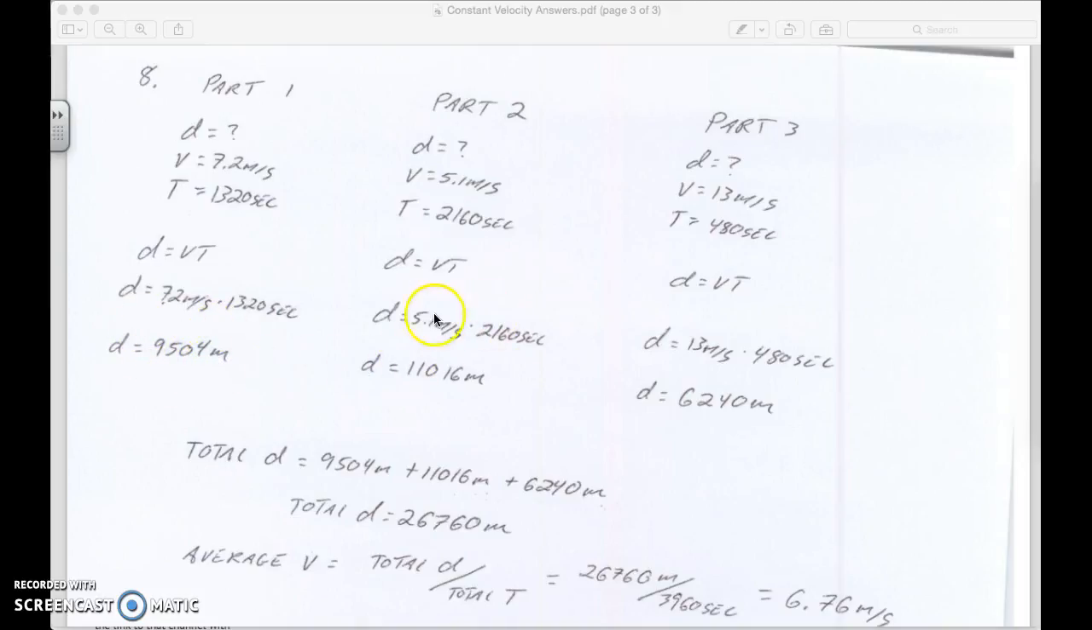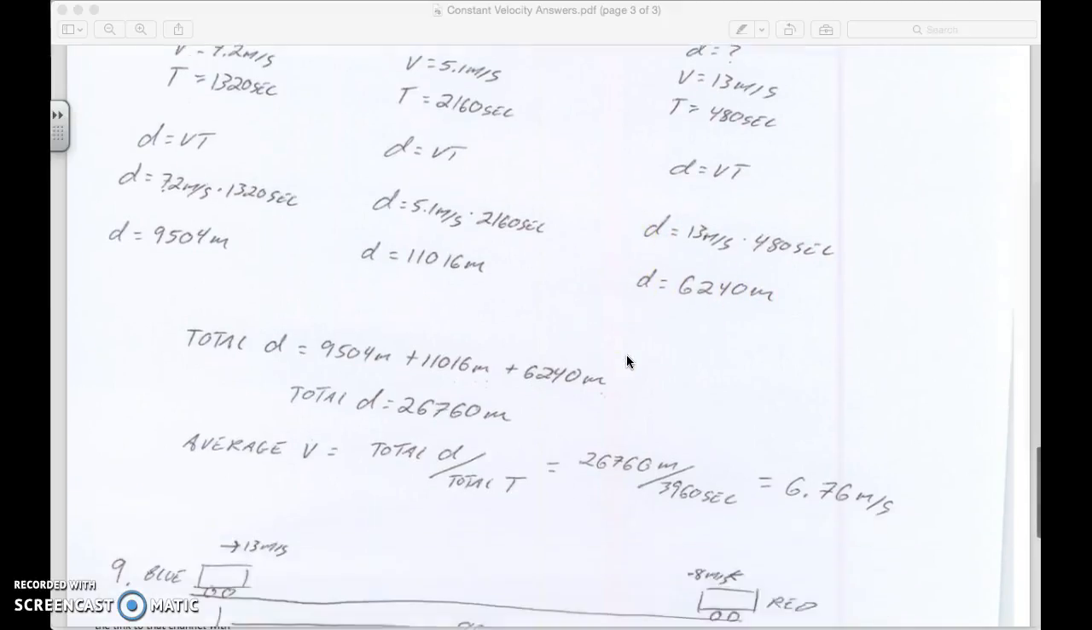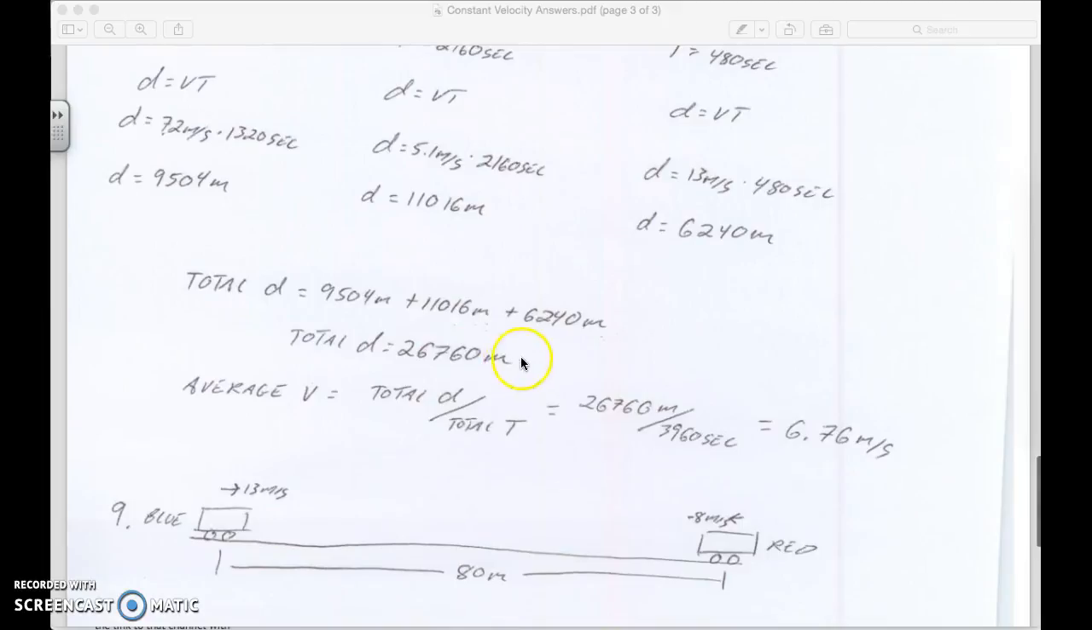We do the same thing in part 2, velocity multiplied by time gets us 11,016 meters, and the same thing now for part 3 gets us 6,240 meters. So the total distance traveled is 26,760 meters. So that's the total displacement or distance traveled by the bicyclist.